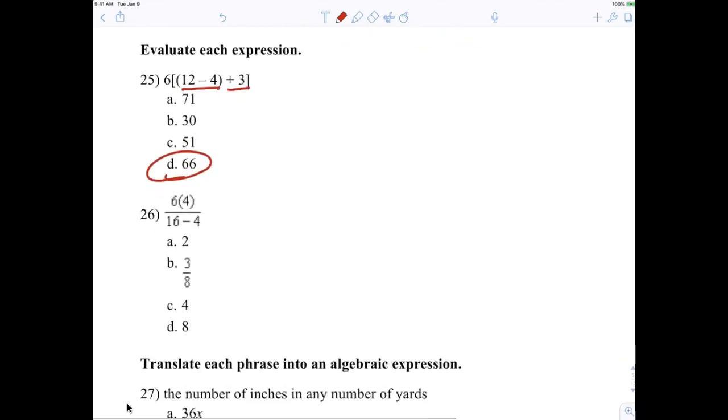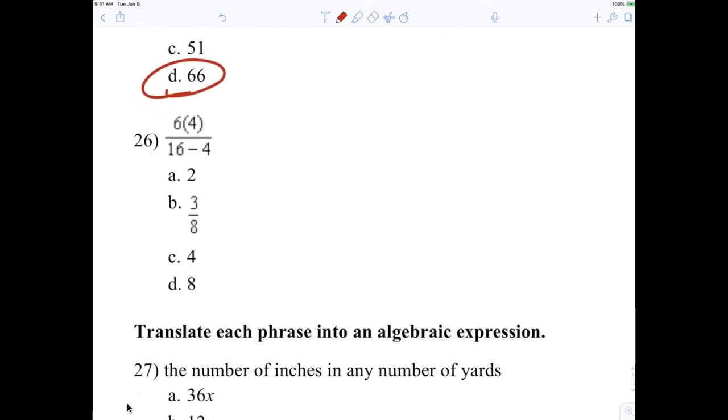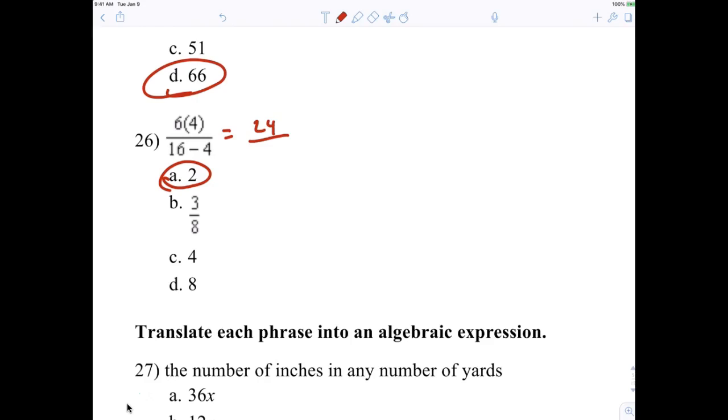Now let's jump down here. Correct answer, A. I think you're right. Because 6 times 4 is 24, and 16 divided, or minus 4. There you have it. Good work.